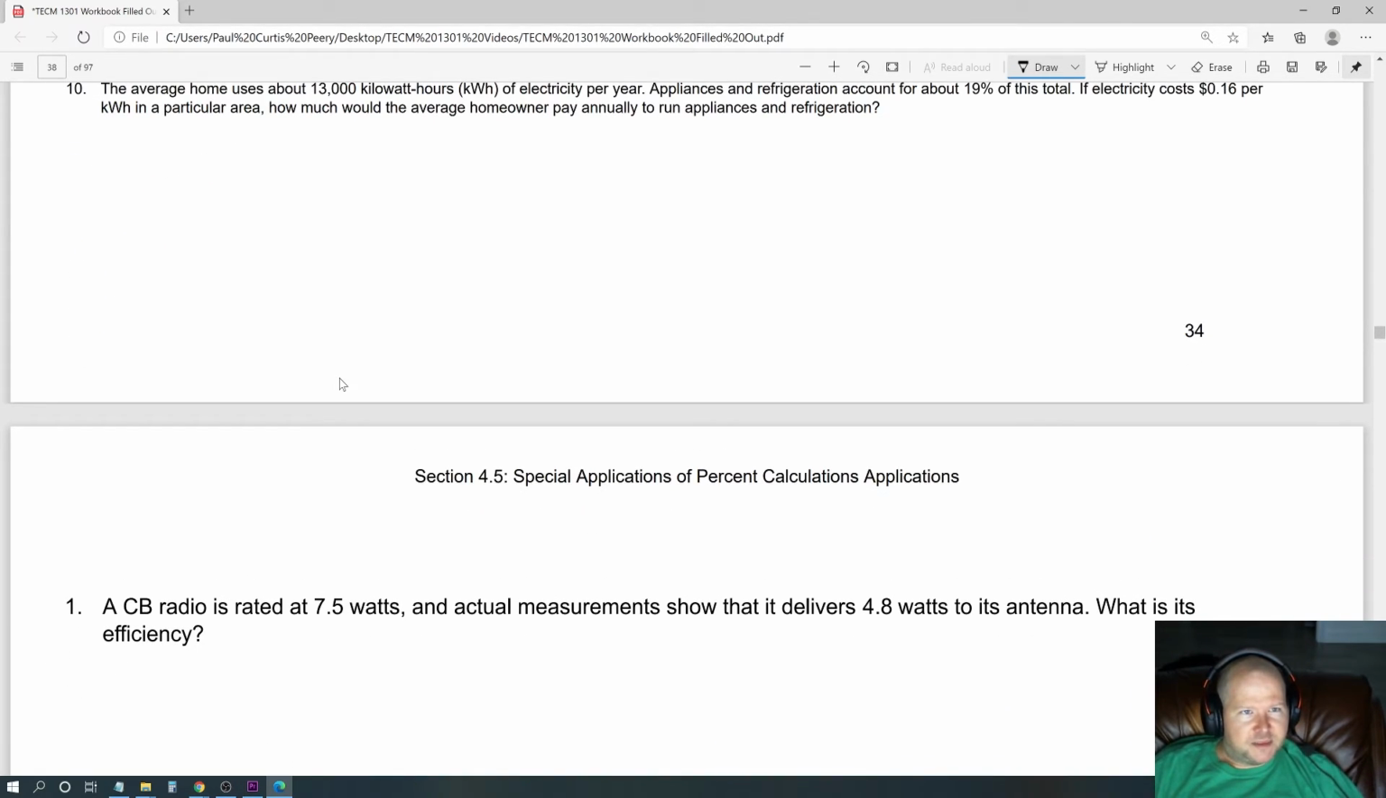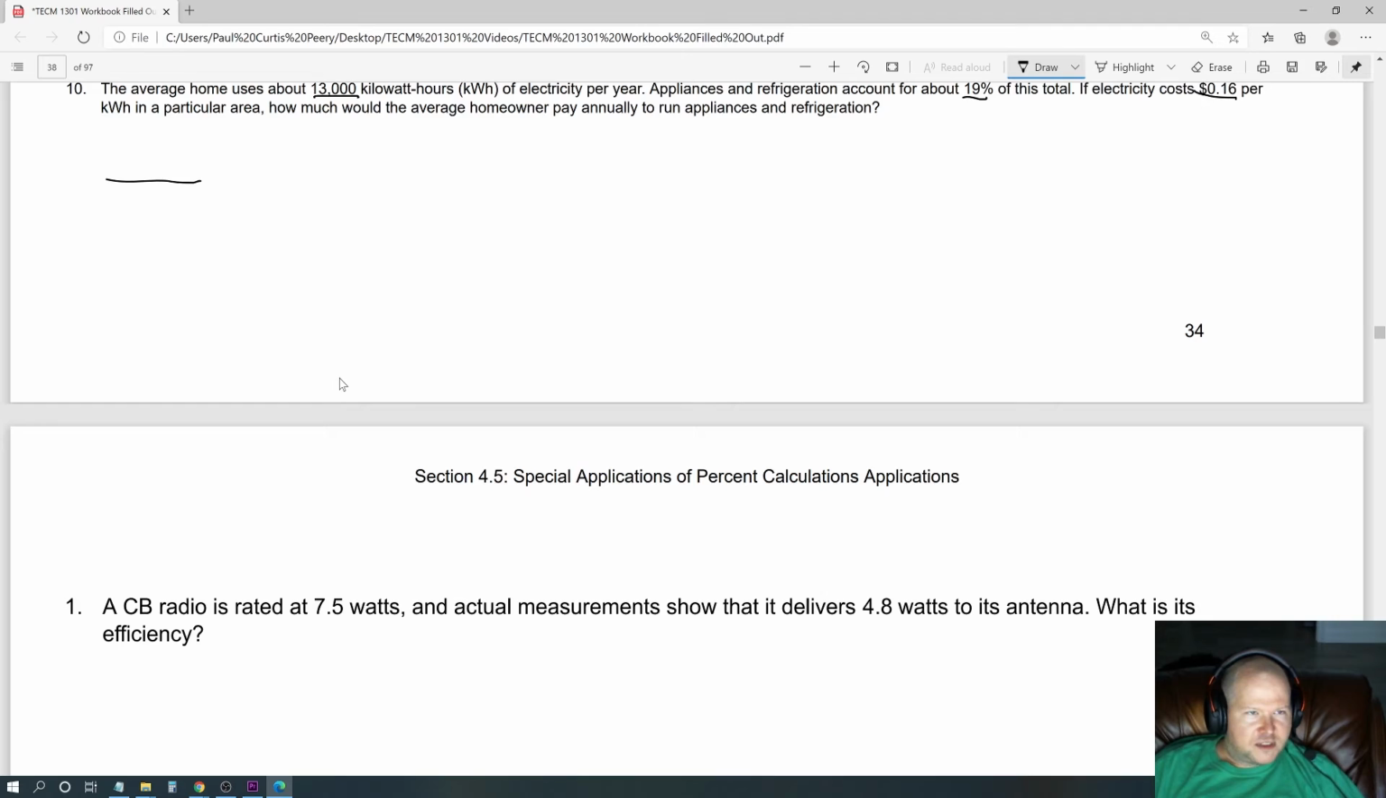The average home uses about 13,000 kilowatt hours of electricity per year. Appliances and refrigerator account for 19% of this total. Electricity costs 16 cents per kilowatt hour. How much will the average homeowner pay annually to run appliances and refrigerators?